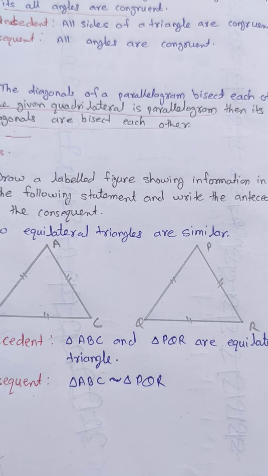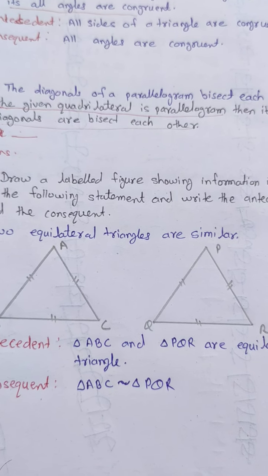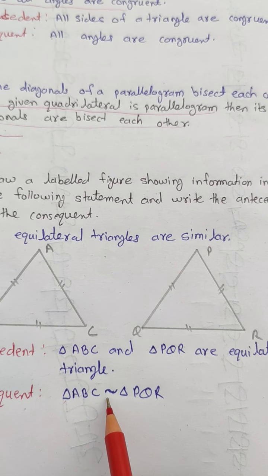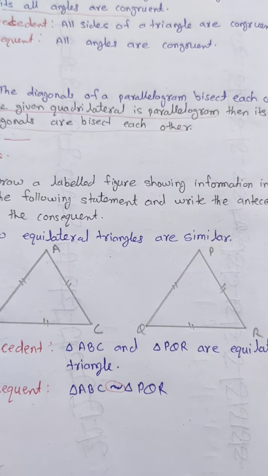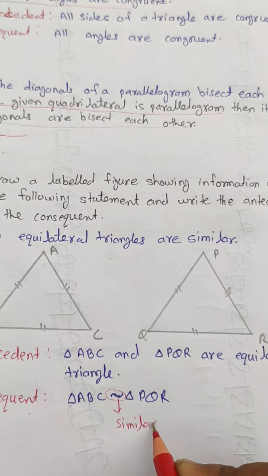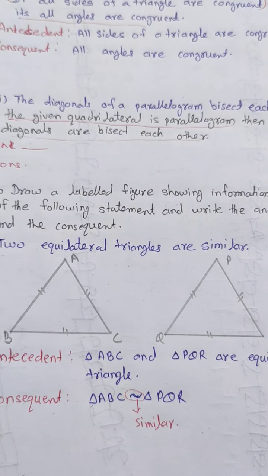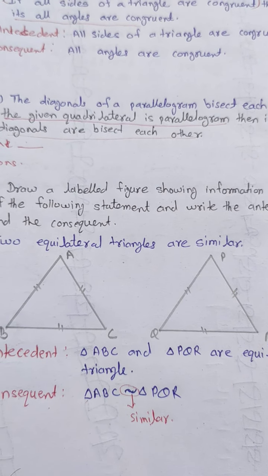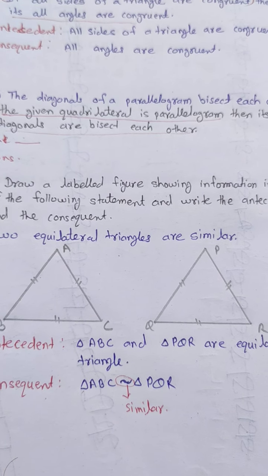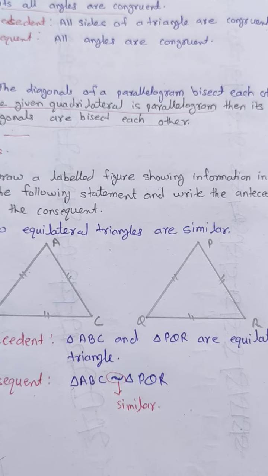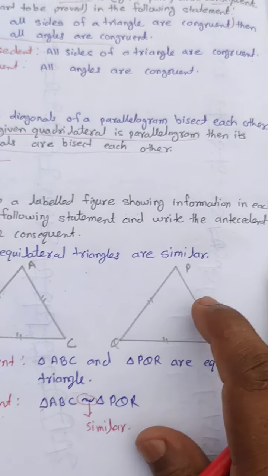So we have to prove they are similar also. So triangle ABC is similar to triangle PQR. This sign means similar. Now in the second and third questions, I am just drawing the diagram, and the given part and to-prove part you have to write. That is homework. Second and third both.